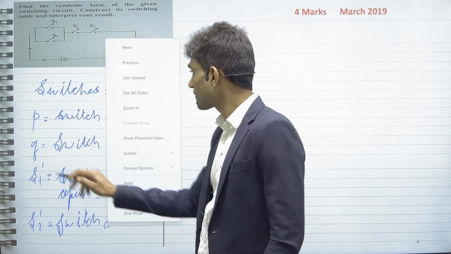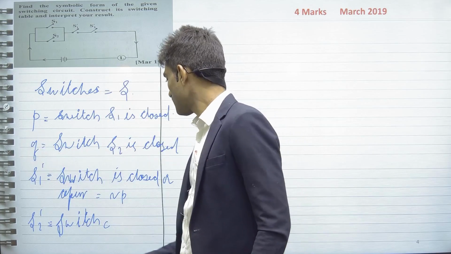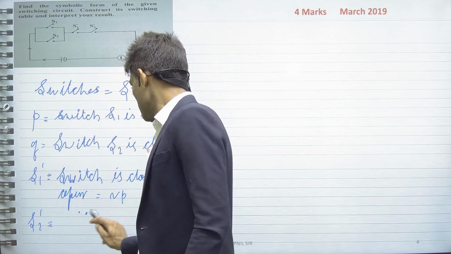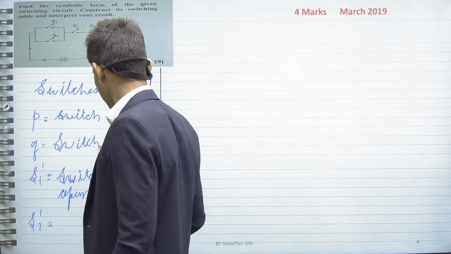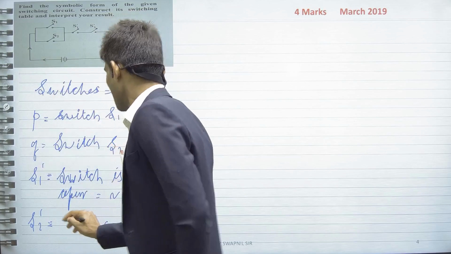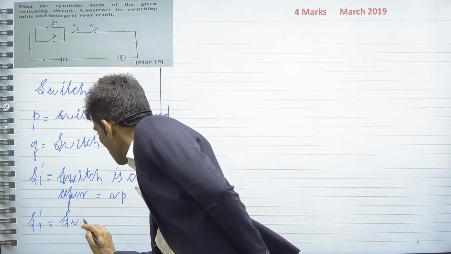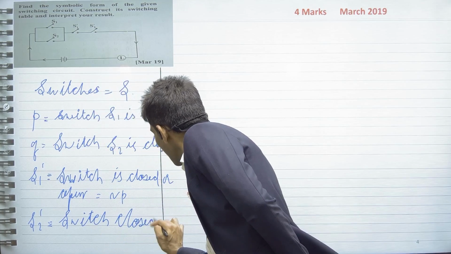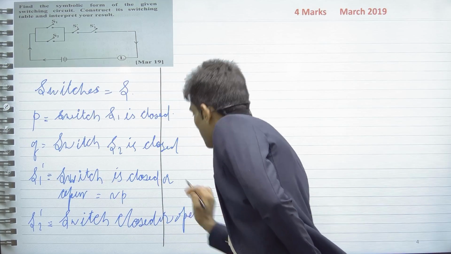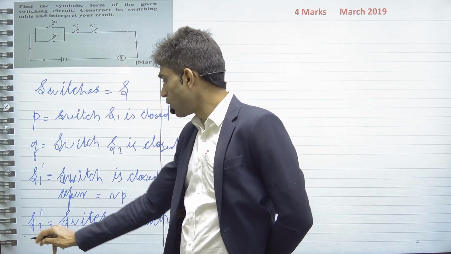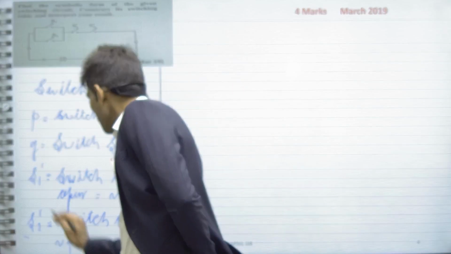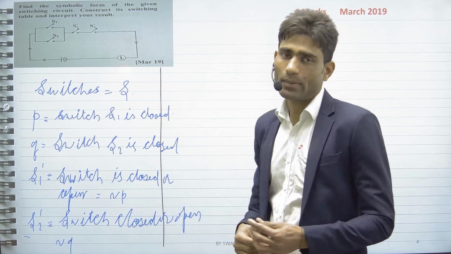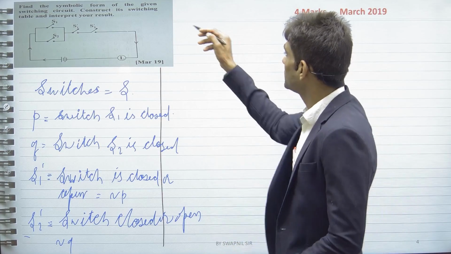Switch closed or open, here for S2 dash, and it is represented as the negation of Q. Now apply all of these conditions to our logic circuit diagram and convert it into the symbolic form. Now let's see what the symbolic form is.